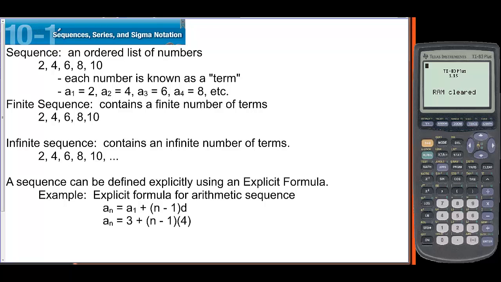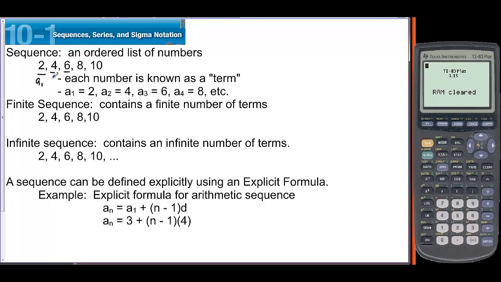This is section 10.1 on sequences, series, and sigma notation. A sequence is an ordered list of numbers. For example, 2, 4, 6, 8, 10. Each number is known as a term. We have the first term, the second term, the third term, and this term right here is the first term.